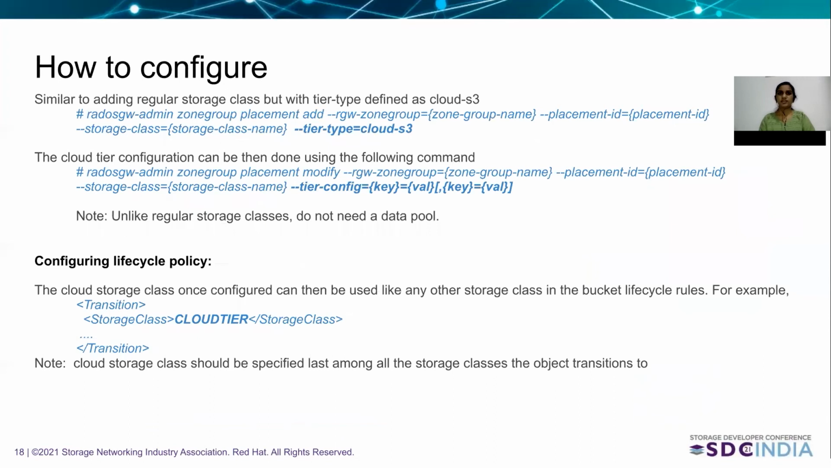As I mentioned, to use this feature while configuring the storage class, one needs to specify that its tier type is Cloud S3. The reason it's a Cloud S3 tier type is because we currently support only S3 cloud providers. And the other key parameters like cloud endpoint details, access key, and secret key can be configured as tier config parameters.